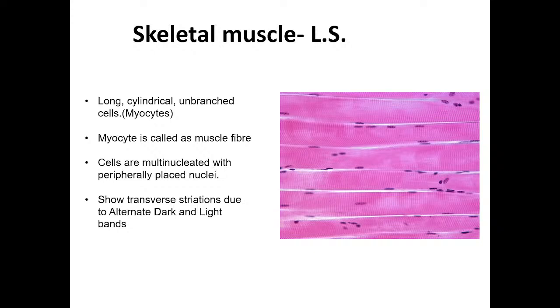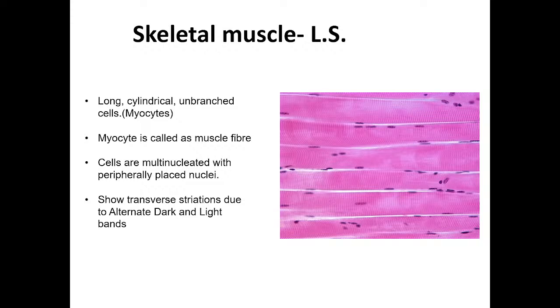Then the very peculiar feature is that you can easily appreciate these striations. These striations are very obvious, and they are because of alternate dark bands and light bands. So these are the basic features of the skeletal muscle in longitudinal section.